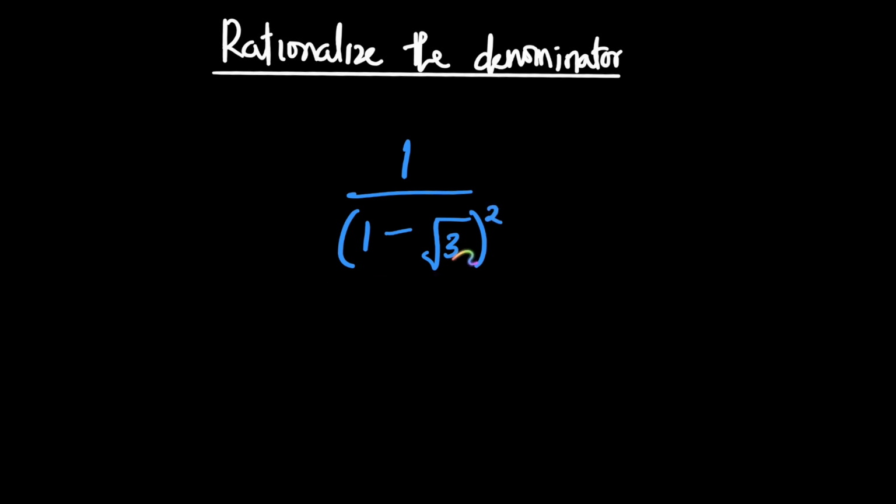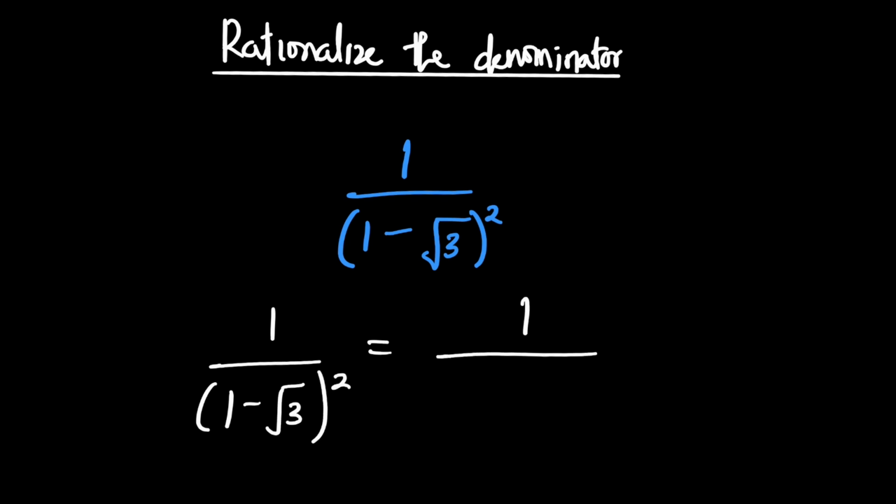You know, this square here means we have to open the brackets, okay? So let's rewrite the question first. You're going to have 1 all over (1 minus root 3) all squared. So, opening the bracket, we can start by rewriting it as (1 minus square root of 3) multiplied by (1 minus square root of 3).